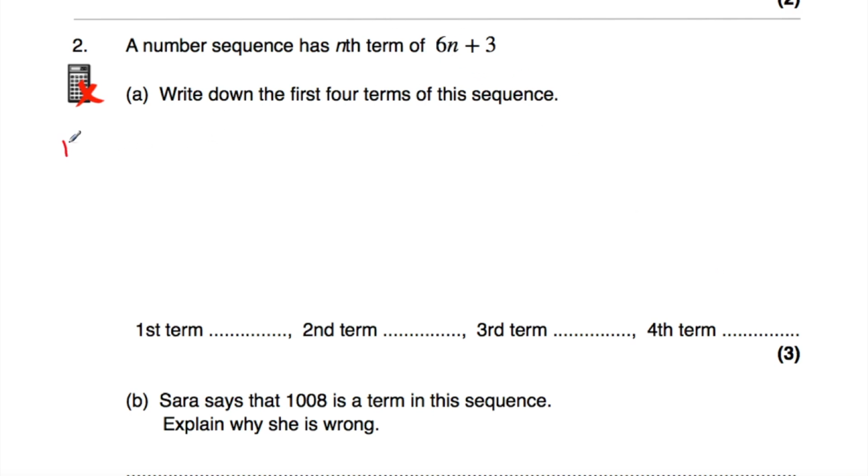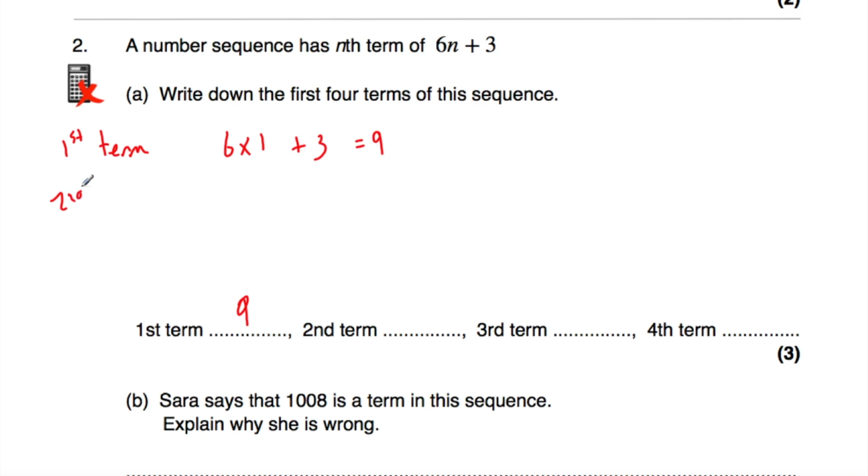So to find the first term, we would do 6 times n. So it's going to be 6 times 1 because it's the first term, 6 times 1 plus 3. And 6 times 1 is 6, plus 3 would be equal to 9. So that means the first term of the sequence is 9.